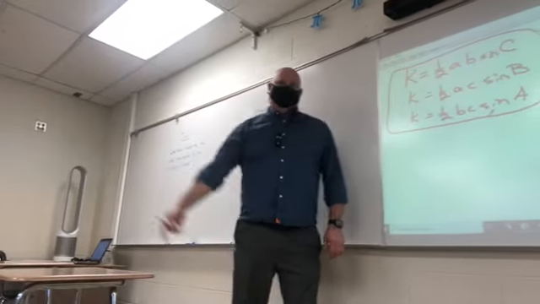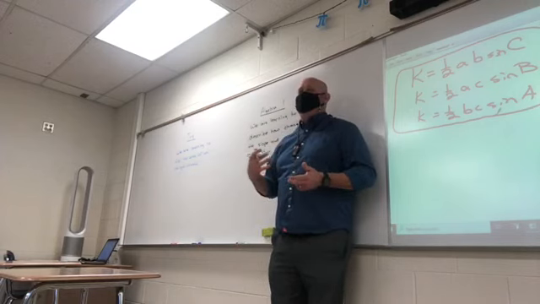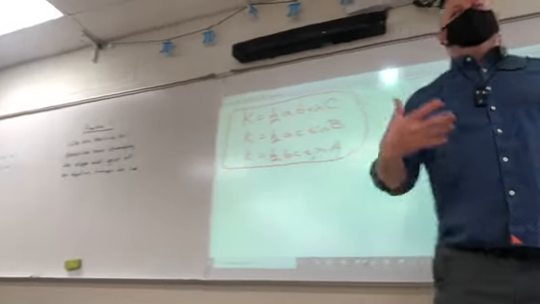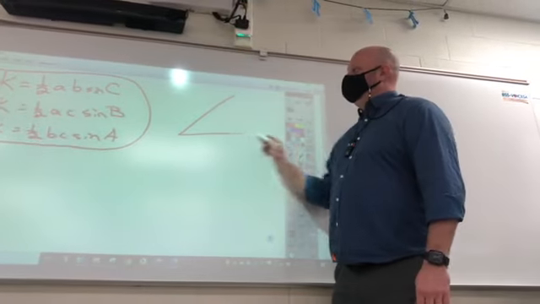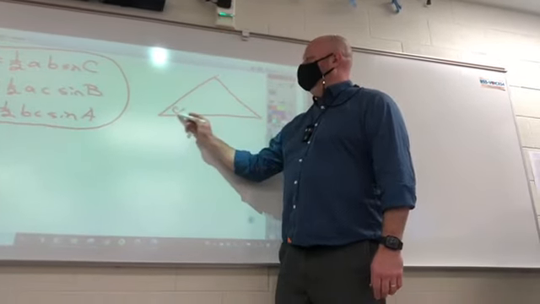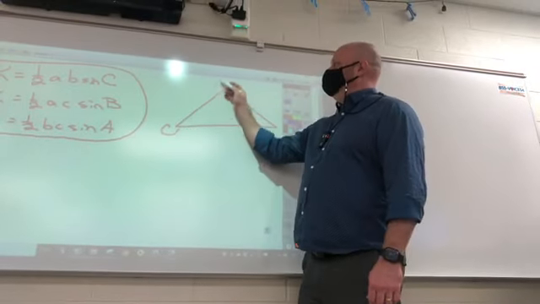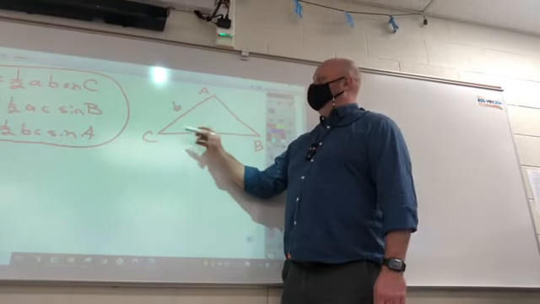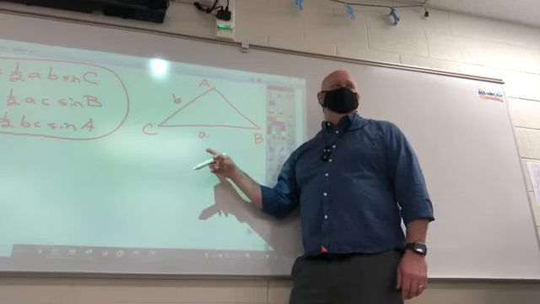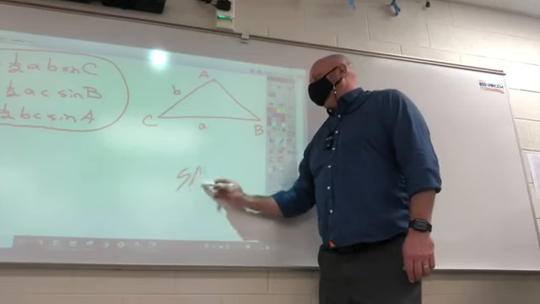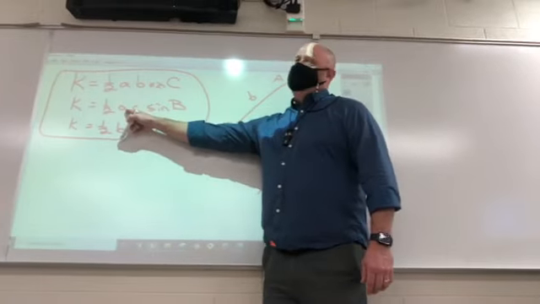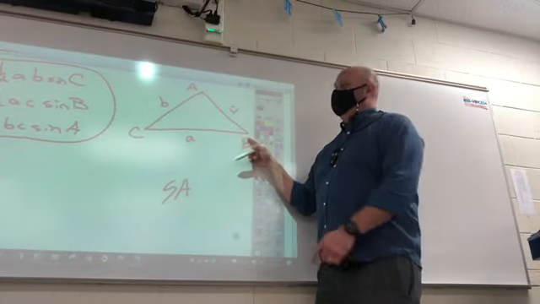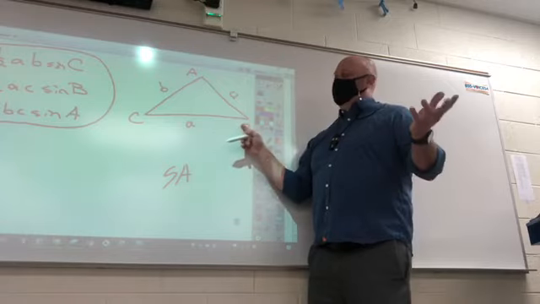My question to you then, what case do you need to know in order to find the area of a triangle? When it comes to sides, where is side A and side B if this is angle C? Side A would be here, side B would be here. What case would it be? Side, angle, side. Where is side A, side C, and angle B? Side A is here, side C is here, angle B is here. This would be side, angle, side.